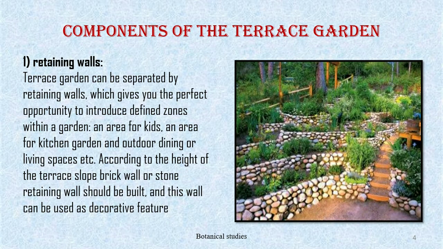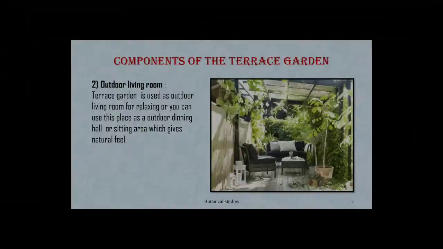Components of terrace garden. First, retaining walls. Terrace garden can be separated by retaining walls, which gives you the perfect opportunity to introduce defined zones within a garden. An area for kids, an area for kitchen garden, and outdoor dining or living spaces, etc. According to the height of the terrace slope, brick wall or stone retaining walls should be built, and this wall can be used as a decorative feature.